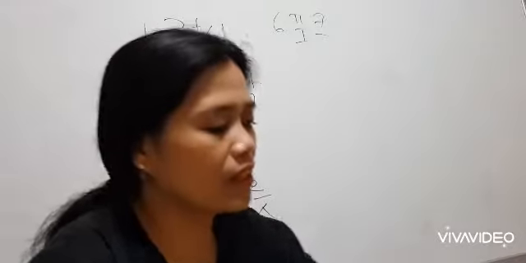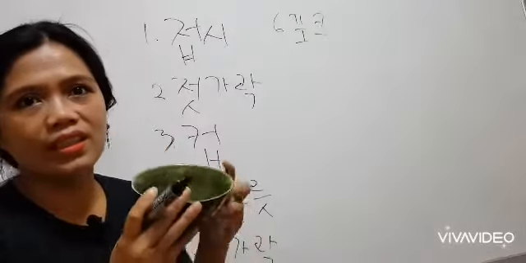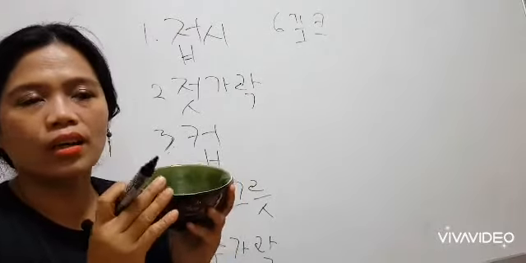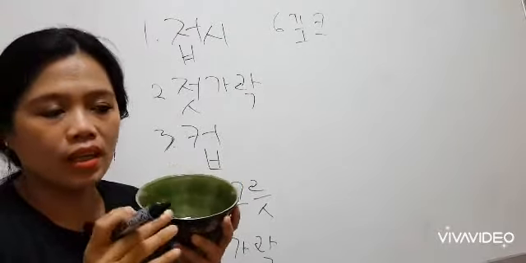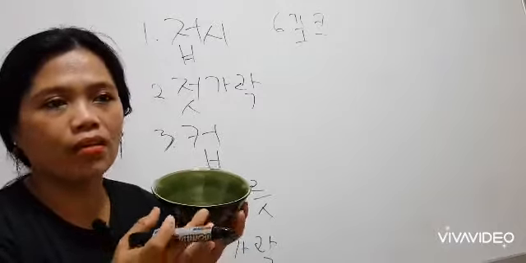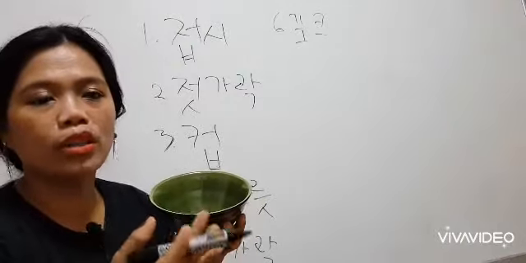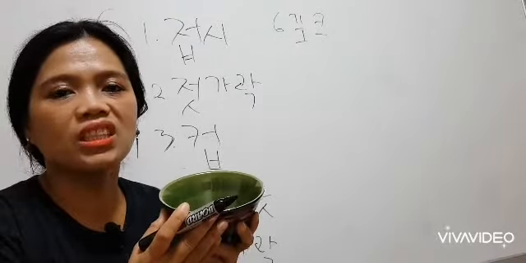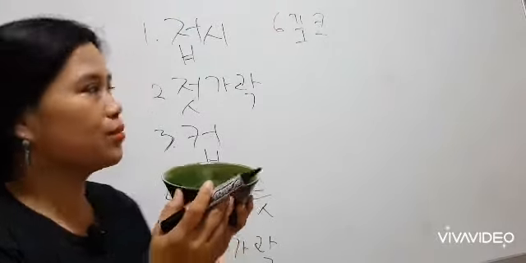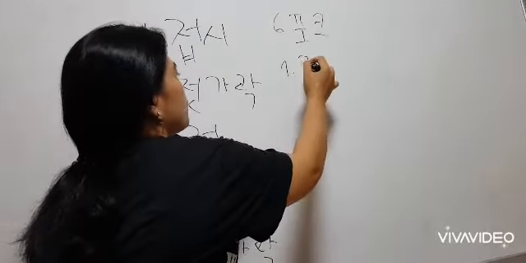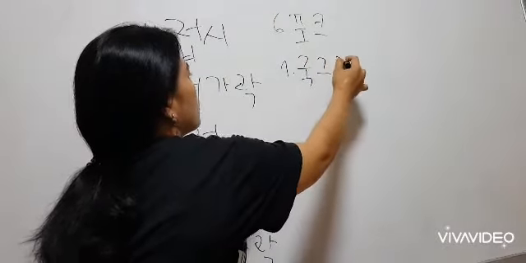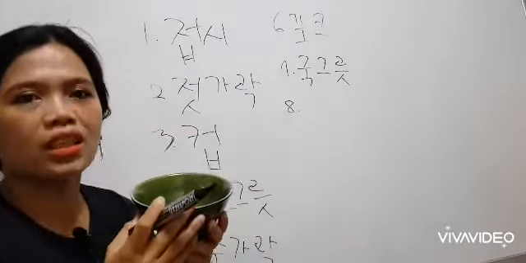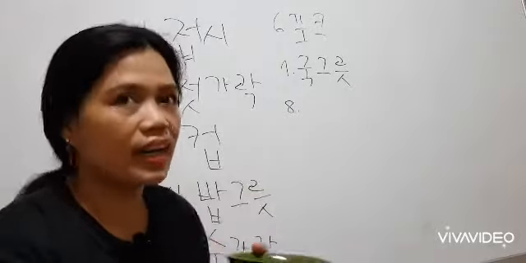Next is this one. This one is kukurut. Korean people use a small soup bowl for their soup. Kurut means bowl, kuk means soup. So we call this one kukurut. All right.